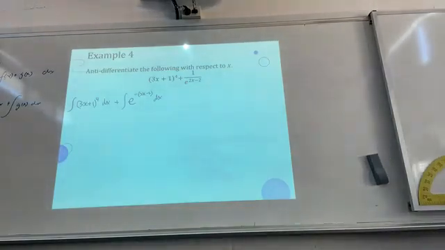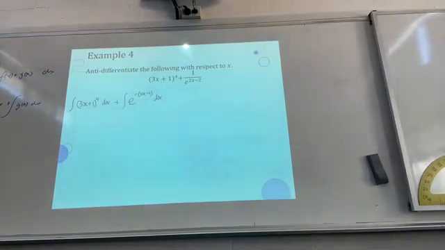And I rewrite 1 over e to the power of 2x minus 2 as e to the power of minus 2x minus 2. I'm trying to get as many varieties of examples as I can, but I can't show you every single step or every single one.